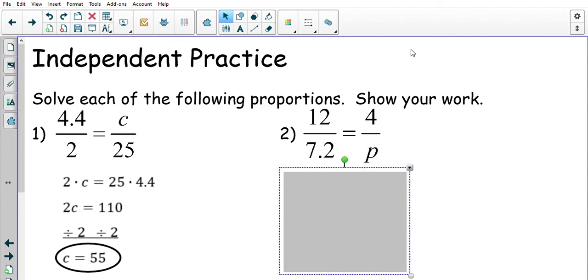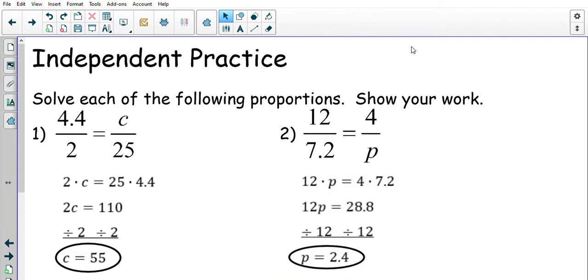Number 2, we do 12 times p to get 12p, 4 times 7.2 to get 28.8. Divide both sides by 12. Here we do get a decimal for that solution. P equals 2.4.